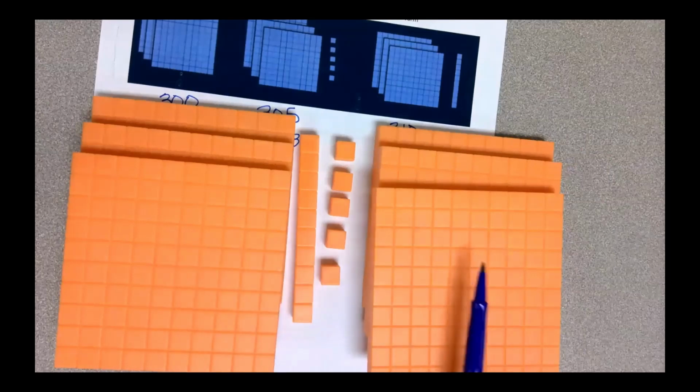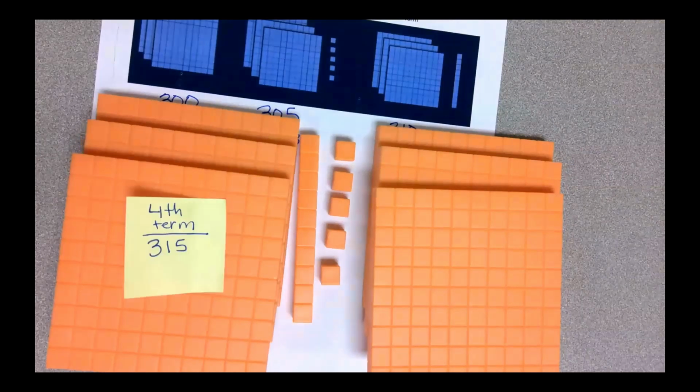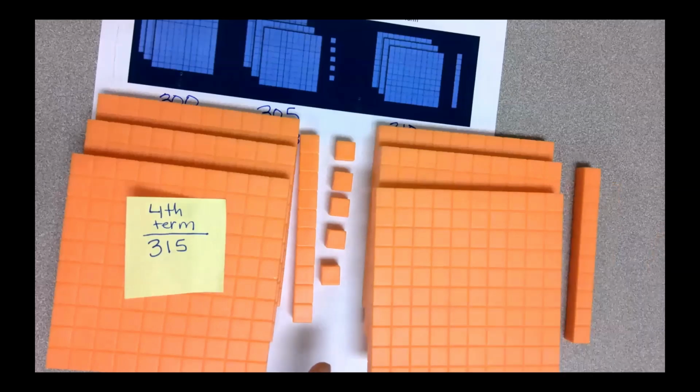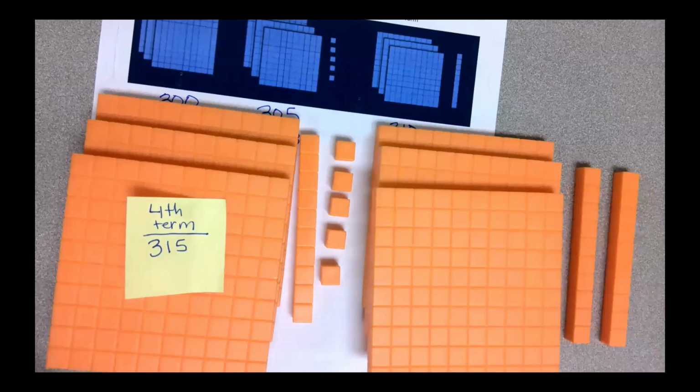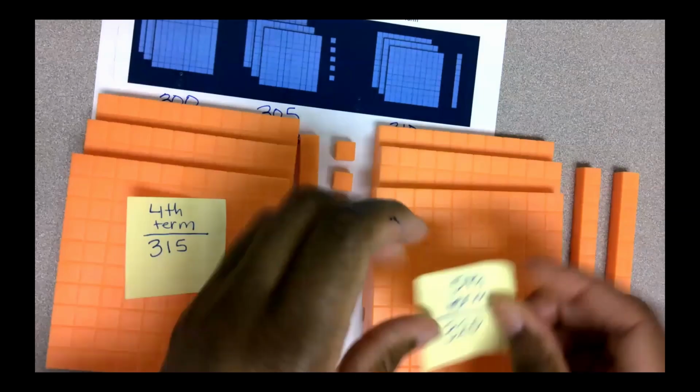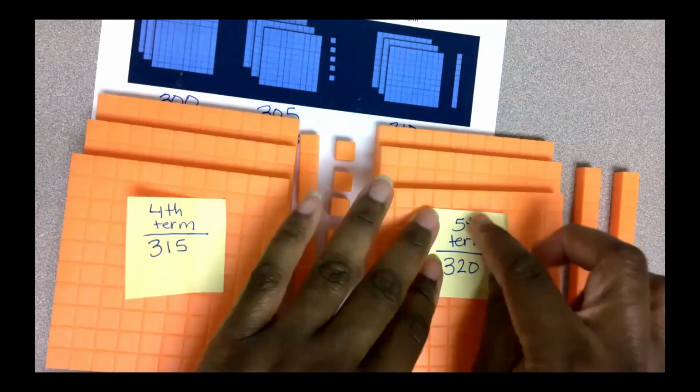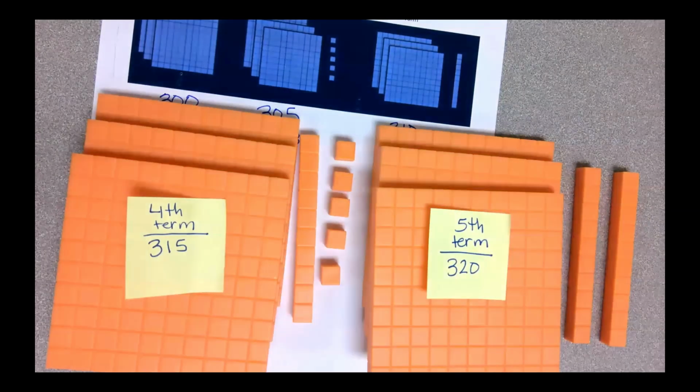I'm going to add 5 more. So I have my 3 flats. I'm going to be adding 5 more. I know that I already had a rod, and I know that 5 units plus 5 more units is equal to another rod. So 315 plus 5 is 320. So for my fifth term, I have 320.